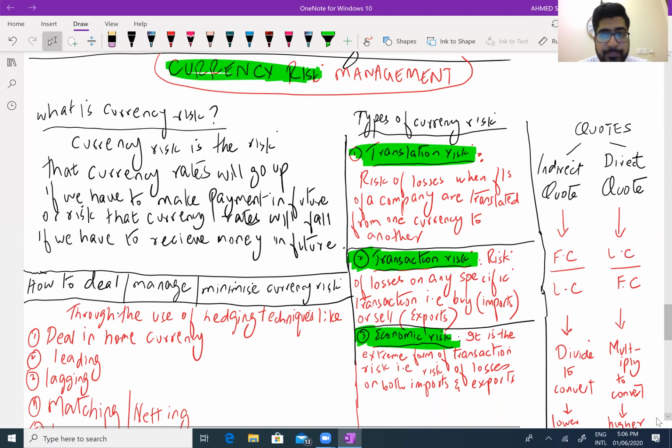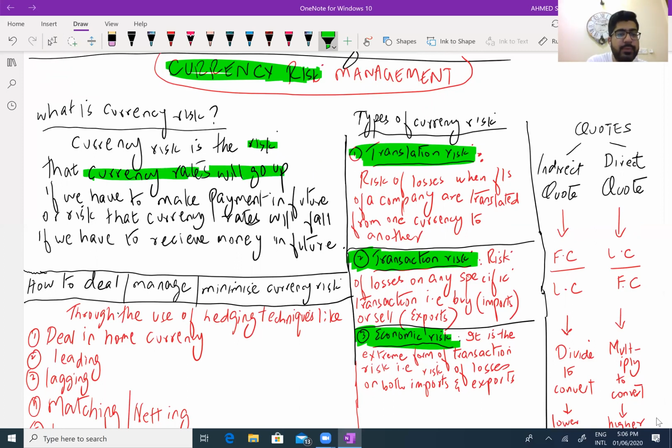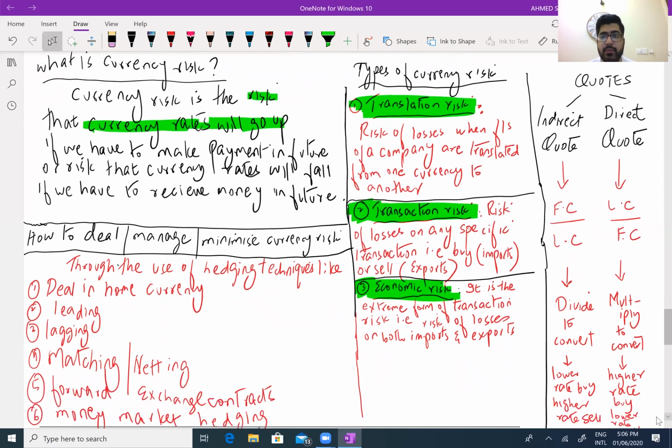Now, let me read the definition. Currency risk is the risk that currency rates will go up if we have to make payment in future, or the risk that currency rates will go down if we have to receive money in future. Currency risk is basically the risk that currency rates will go up if you have to pay money in future, or go down if you have to receive money in future. Didn't get it? Let me explain.